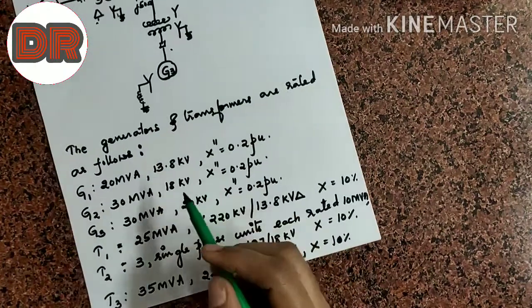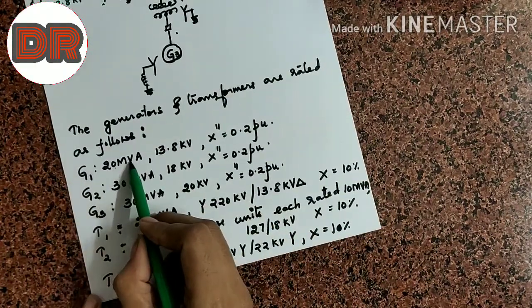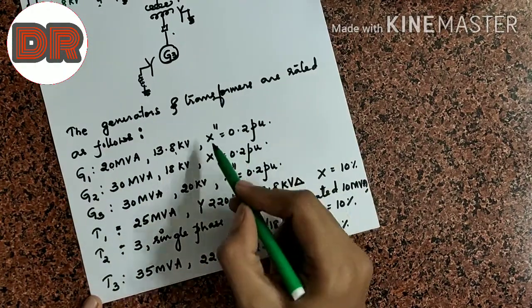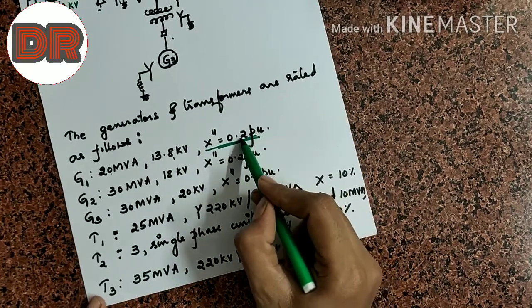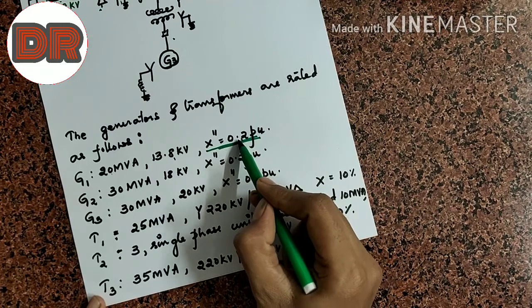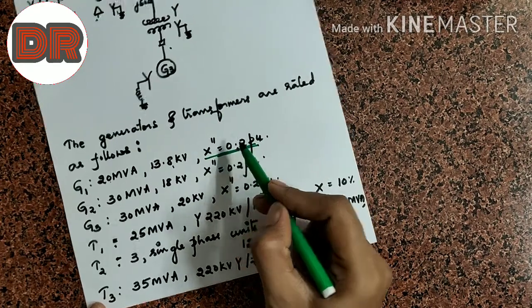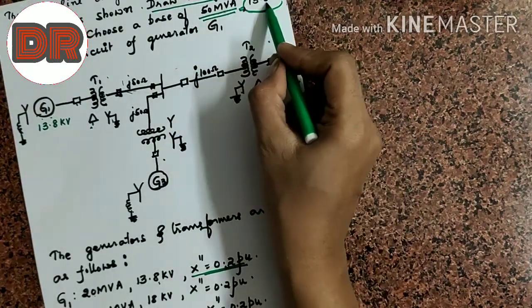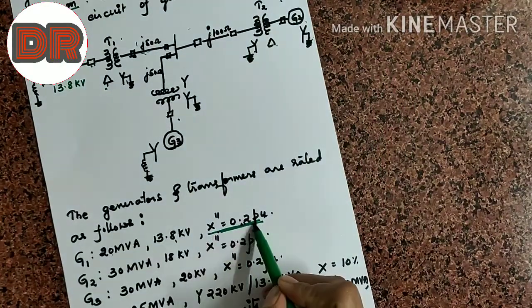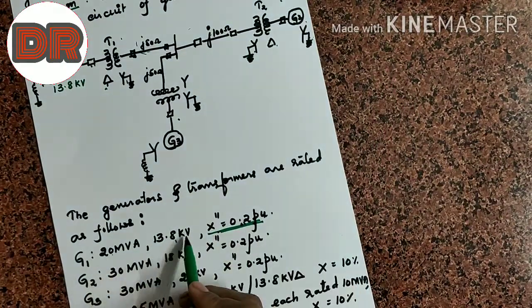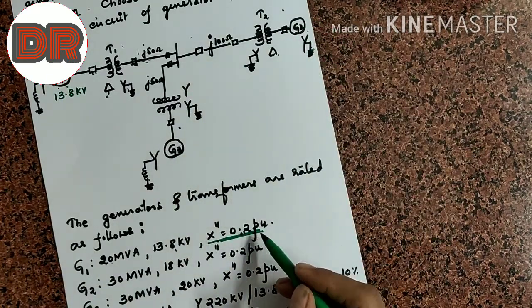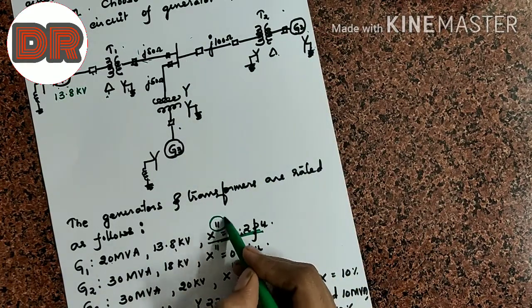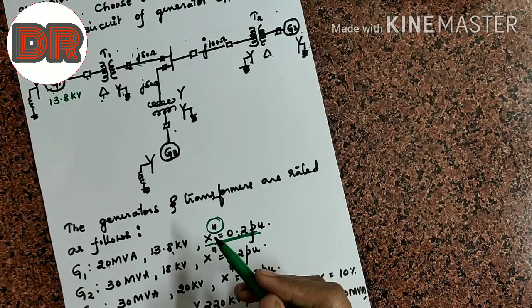And the data are given. G1 is 20 MVA, 13.8 kV, and X is 0.2 per unit. It is already in per unit, but we have to calculate it again based on the new base values, because whatever is given here is based on the machine rating. So a new per unit value has to be calculated, and this represents the subtransient reactance value.